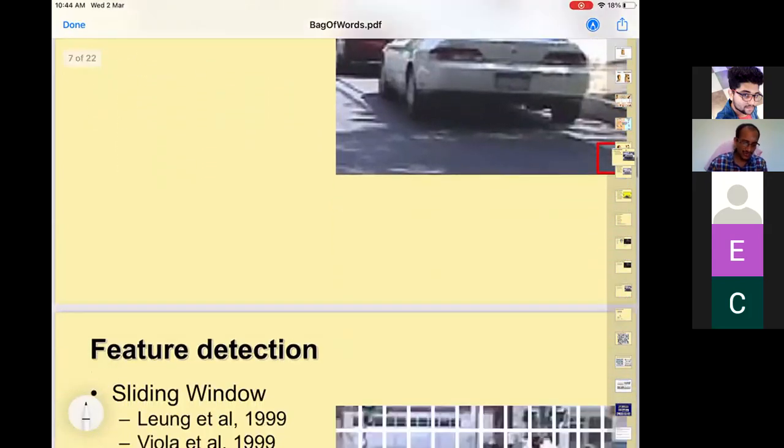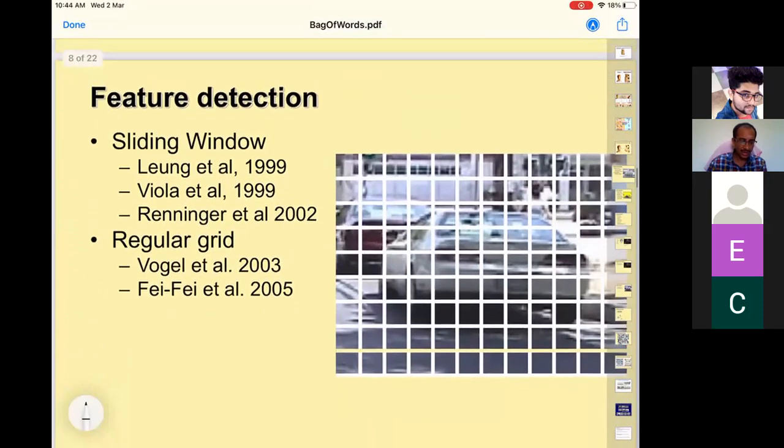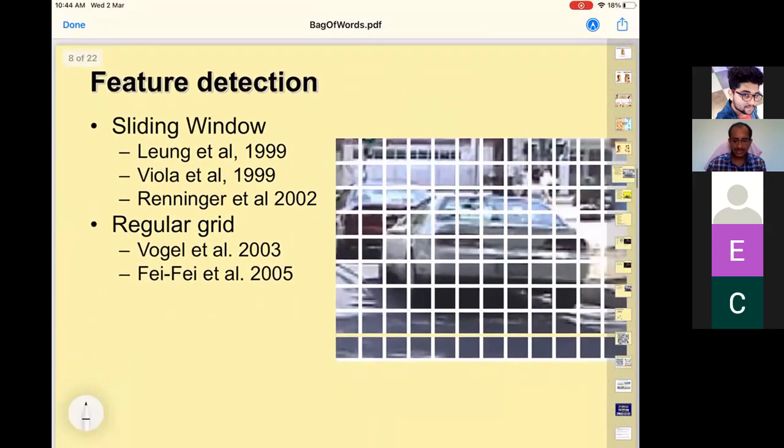The second approach is to find features on a regular grid. For each patch, we extract some features. Say if we extract histogram features, each patch can have some histogram features. We can also have histogram of oriented gradients features.